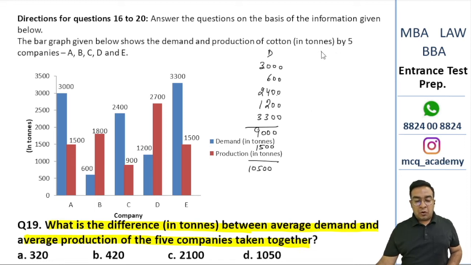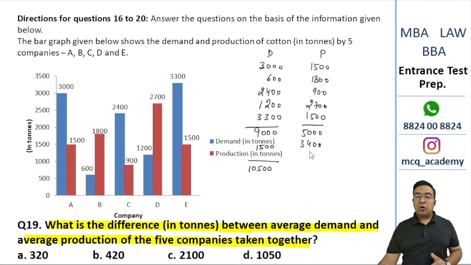The total value of production will be equal to 1500 plus 1800 plus 900 plus 2700 and 1500. Adding up digits at the thousand places, we get 1 2 and 3, so this is equal to 5000. At hundreds places, we have got 5 plus 8 13 plus 9 22 plus 7 29 plus 5 is 3400. At tens places, we have got 0. At ones places also, we have got 0. So this total would be 8400.